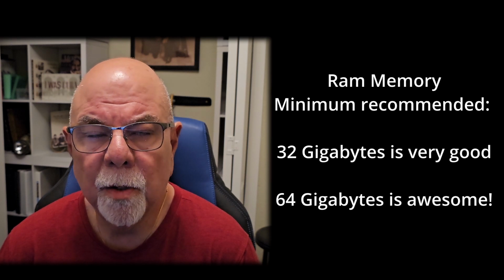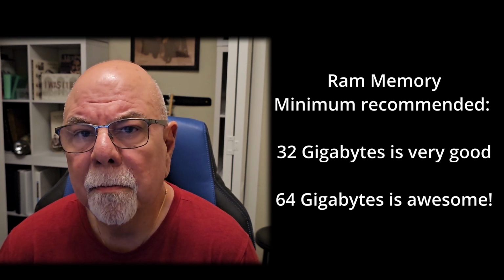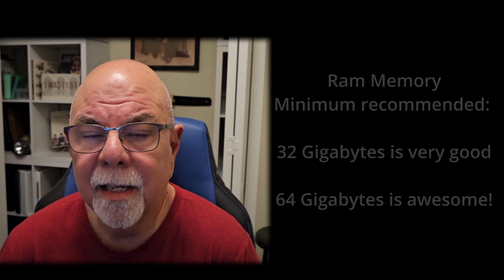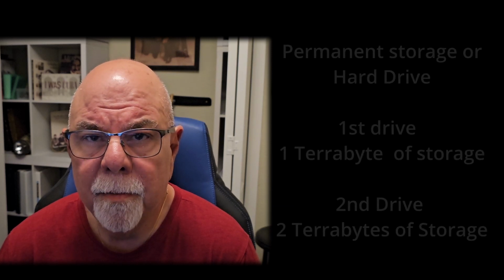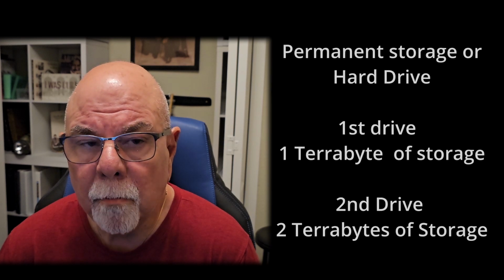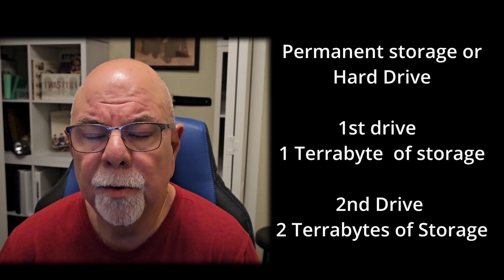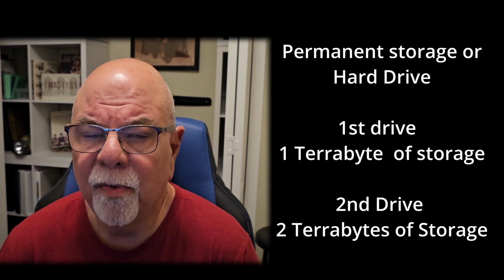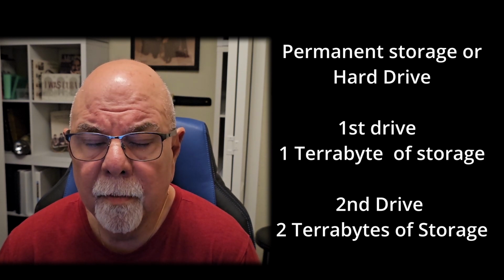Now that's the memory that the processor uses to work in and out, and the way the processor works, it swaps memory and information with your hard drives. Now, what is your hard drive? Your hard drive is your permanent storage. So you need to have, for your first hard drive, which is your C drive, a minimum, I recommend, of 1 terabyte. The faster the drive, the better.